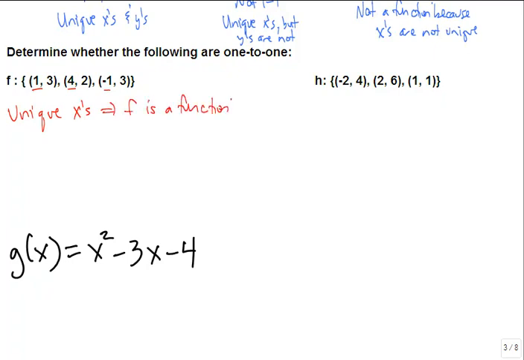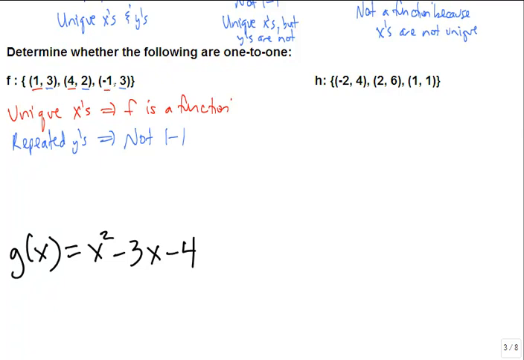And then to determine if it's one-to-one, we would look at the y's and see if they were unique. So if we look at our y's, we have 3, 2, and 3, which means we do not have unique y's. We have repeated y's. And if you have repeated y's, then that means you are not one-to-one. So this is not a one-to-one function, which means that if you were to reverse this correspondence, you would not get back a function, because 3 would get mapped to 1, but 3 would also get mapped to -1.